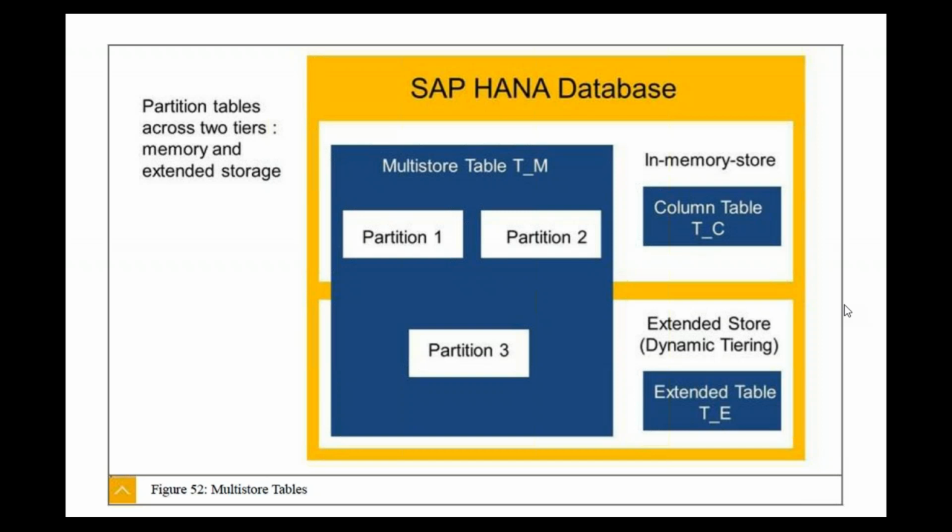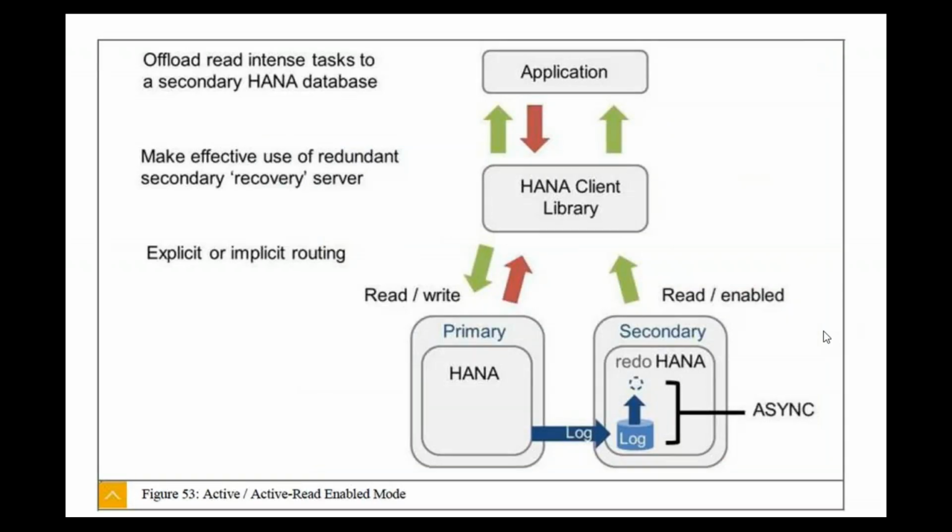So I'll be explaining this partitioning of the tables across two tiers, memory and extended storage. Okay, so we have multi-store tables. So we do the partitions in a table and store them in multi-stores. So there will be different types of data. One is the active data and another is the active read-enabled data. So we have read-enabled data and write-enabled data.